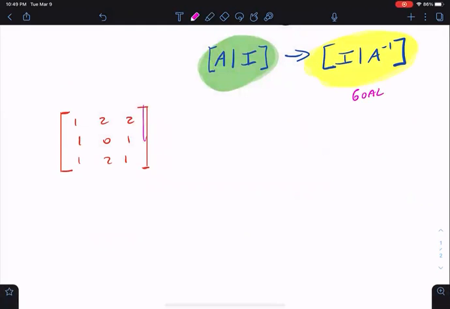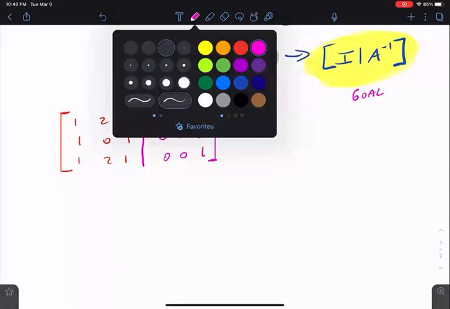So now let's erase this and let's augment it. So now you have 1, 0, 0, 0, 1, 0, 0, 0, 1, right? Just now this one is this one, right? The matrix A is on the left side and the identity is on the right side. But we need to reverse that, right? We need to get the identity on the left side and we need to get the inverse on the right side. So let's do Gaussian elimination, right?